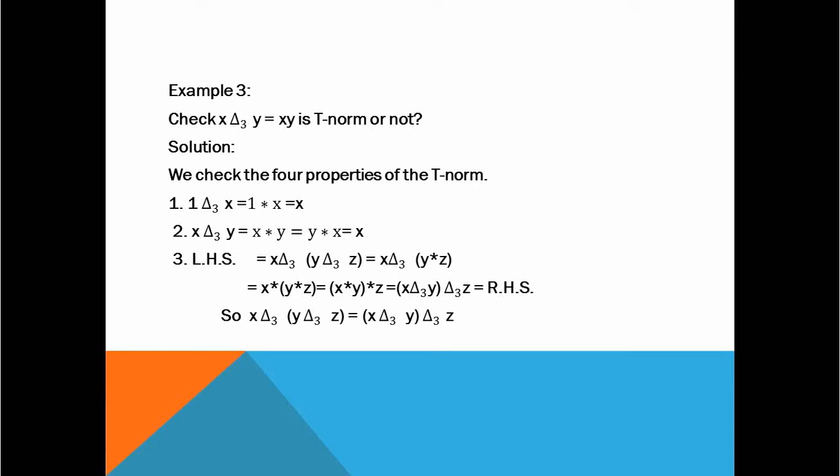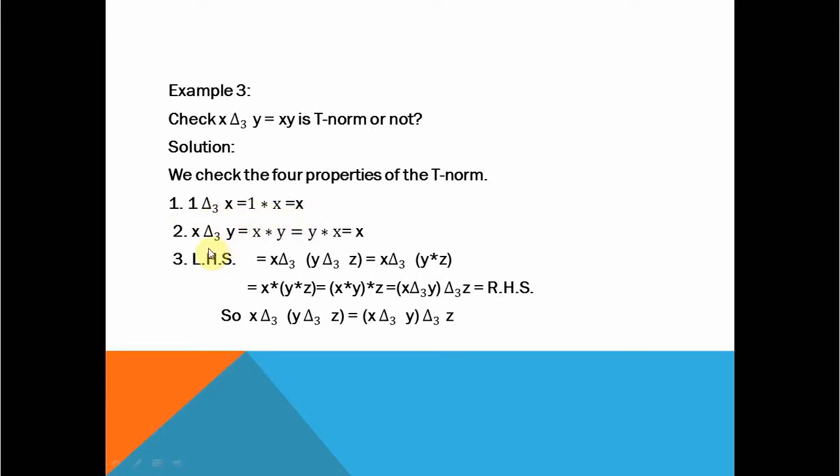Now let's take the first property. First one is 1 delta 3 x. 1 delta 3 x is equal to 1 into x. It is equal to x. So the first property holds, that 1 delta 3 x is equal to x.